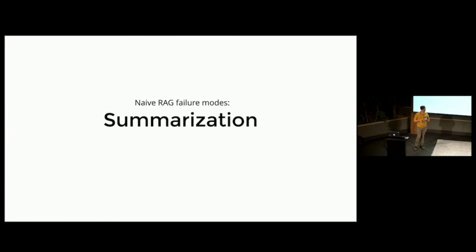One task it's not great at is summarization. By definition, what it's doing is trying to retrieve chunks of your documentation and summarize those chunks of that documentation. It's not trying to summarize your entire document. It's not trying to summarize everything in your corpus. So RAG is just not good at answering questions that are about summarizing the state of the world. That's not what it's designed to do.